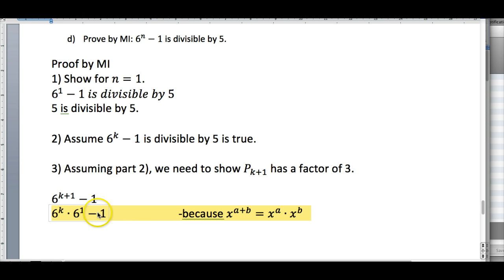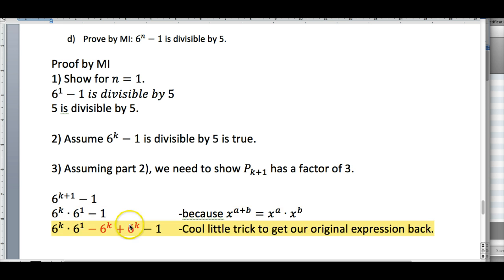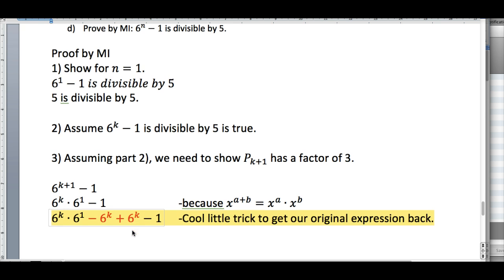The next trick is that we want to get back to this right here. I do not see 6 to the k minus 1 in this, but I need it. So I'm going to put a 6 to the k in there. And when I do that, I have to do a little trick. I have to not only put it in, but I have to take it out as well. So I like to see this right here because I know this little piece is divisible by 5. And then my goal is to just try to get this piece divisible by 5, and then I'm good to go. So all I did with this stuff in red is subtract, add, put it in.